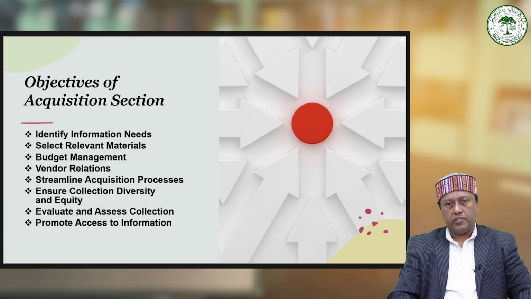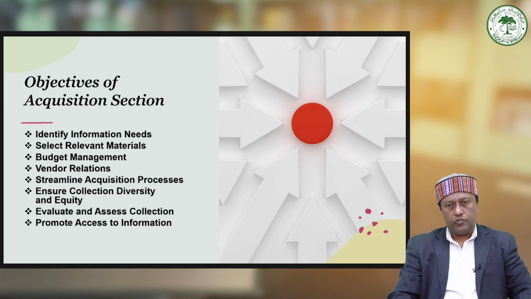Then the next objective is to select the relevant materials. Acquiring materials that are relevant, current, and of high quality is essential. The acquisition section must carefully evaluate potential acquisitions based on factors such as accuracy, authority, currency, and relevance to the library's mission and collection development policy.